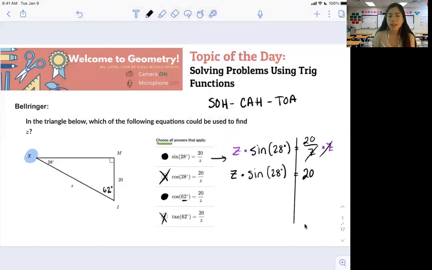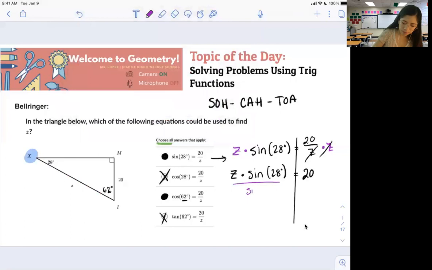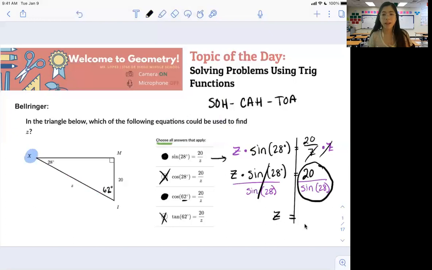Well, what do I do now to get z by itself? Very good. We're going to divide both sides by the sine of 28. Which means you've got to go to your calculator. Because remember, with these problems, you must use a calculator. There's no way around it. I was able to download a calculator app on my iPad, so hopefully this works. We're going to be plugging in 20 divided by the sine of 28.